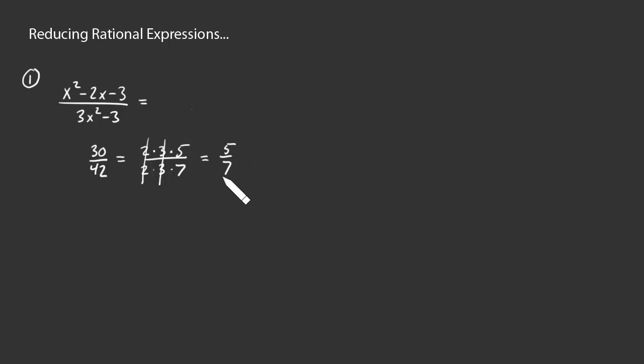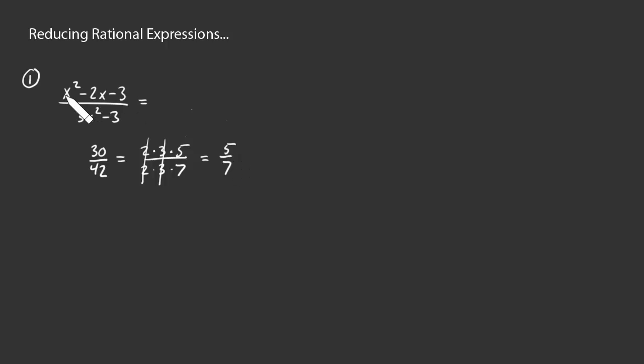Okay, so that's exactly the same process we want to employ to reduce rational expressions. Completely factor the numerator, completely factor the denominator, cancel anything that's common in terms of factors, and what you're left with is the reduced rational expression.